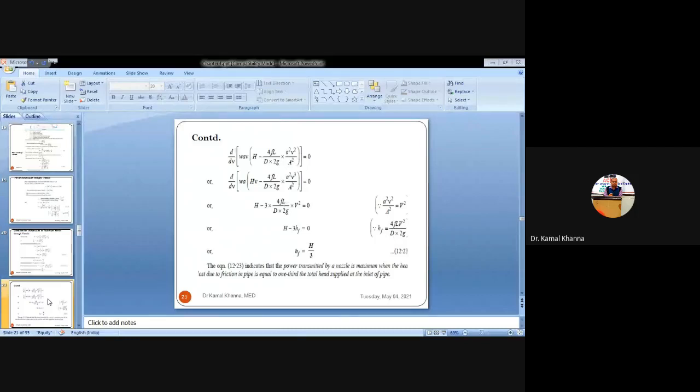So, differentiating, we are only differentiating with respect to v. Firstly, in the second step, we multiply v into the inside portion of the expression. Moving the v inside the bracket, it becomes wav into hv minus 4fl, the same expression. So v is multiplied here, so here it becomes h into hv, and here it becomes a square v cube by a square is equal to 0.